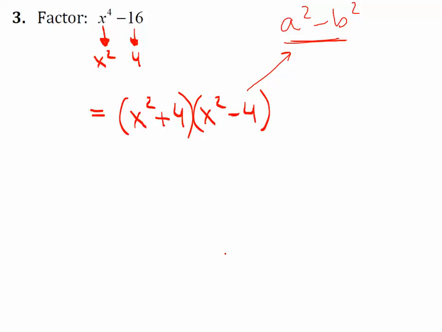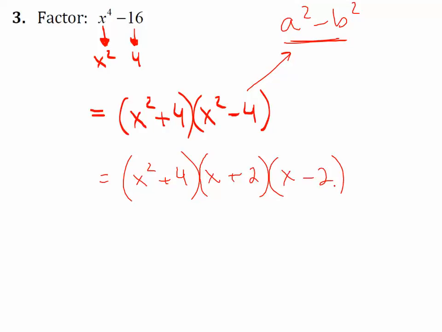What is that going to be? X plus 2, x minus 2. I like that. Okay, so the first one stays exactly the same, no change. X squared plus 4 does not do anything. This one now. Yep, x plus 2, x minus 2, and we got ourselves finally, that is completely factored.